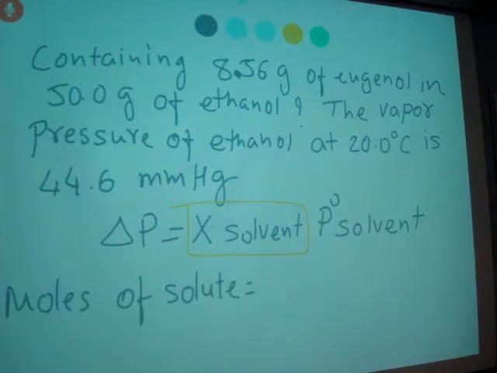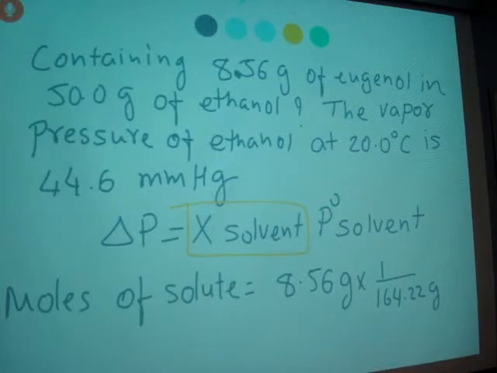In here we were given 8.56 grams of eugenol, and we know that its formula weight is 164.22 grams per mole. So we can find the moles of solute. When you divide 8.56 by 164.22, you get 0.0521 mole. That's the moles of solute.